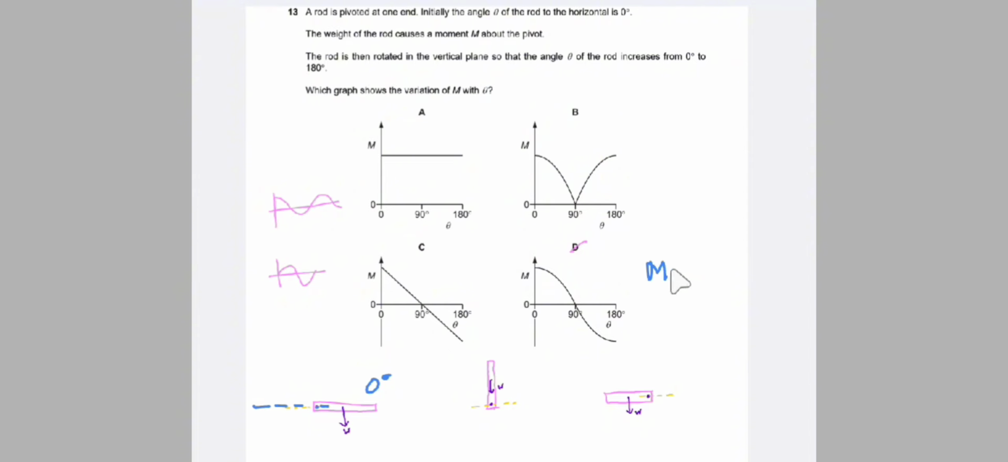And what is the moment? We know that the moment of force is the product of force and the perpendicular distance from the pivot to the line of action of force. That means basically the moment of force is the product of the perpendicular force and the distance from the pivot. So the force has to be perpendicular with respect to the pivot. Then the rod is rotated in the vertical plane so that the angle theta of the rod increases from 0 degree to 180 degree. Which graph shows the variation of moment with theta? So we need to find which graph is moment against theta.